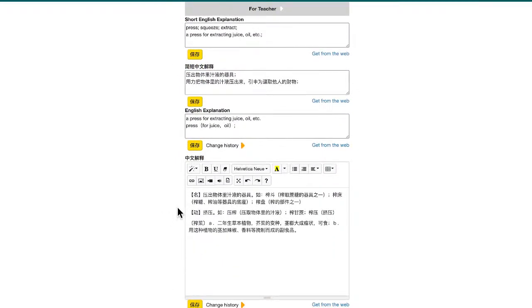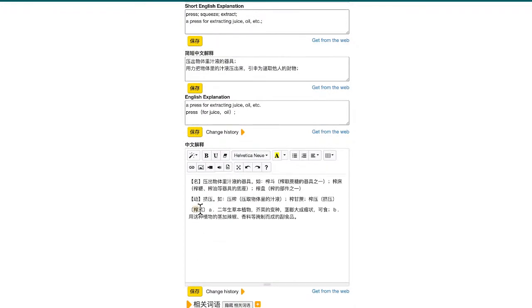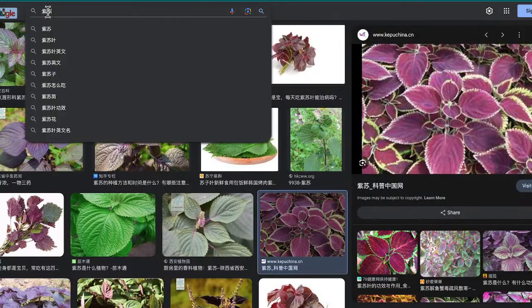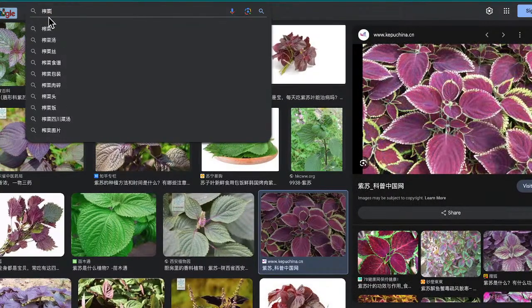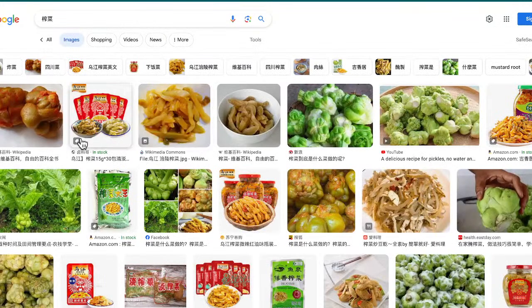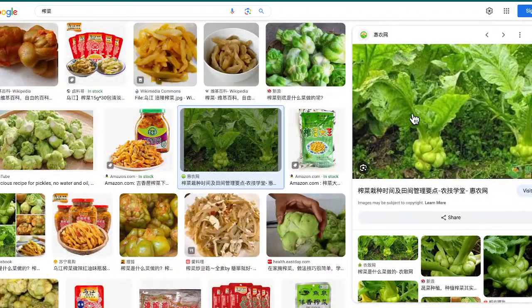All right, and there's a plant, a vegetable called 榨菜. It's a particular plant. Let's see, let me get a picture of 榨菜. It's this thing. Okay, I think this is a good picture.